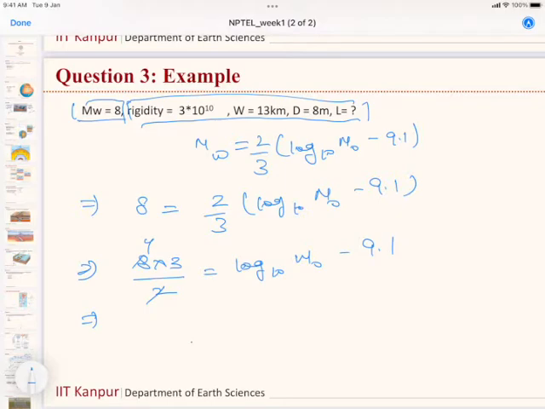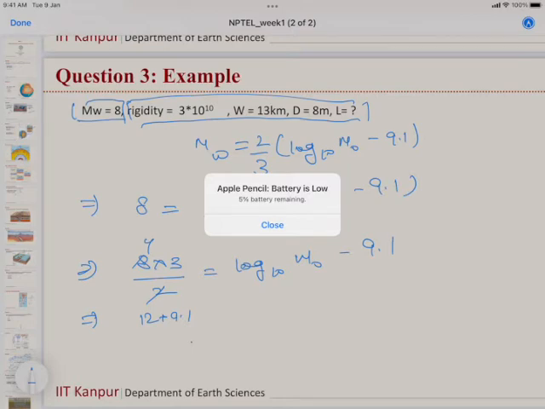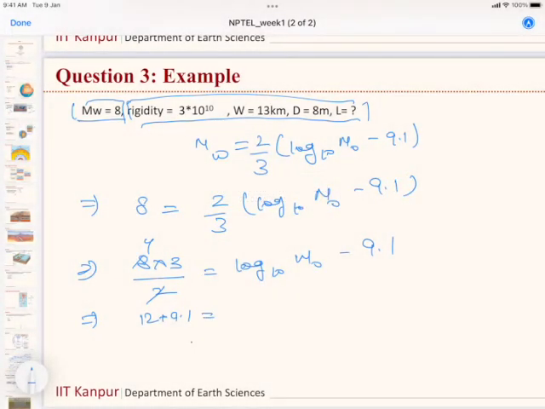12 plus 9.1 will give us 21.1 equals log 10 M naught. Okay, and if we solve all this expression and take the anti-log, and I'm taking just an approximation to make the calculation simpler, our M naught will come around 10 to the power 21.